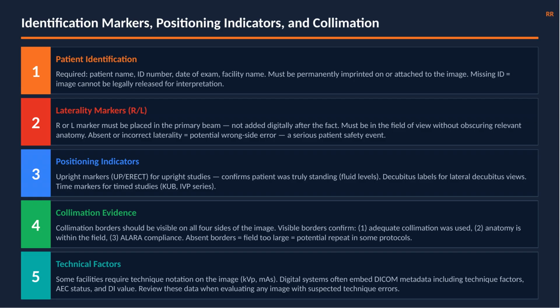Positioning indicators. Upright or erect markers confirm the patient was standing, important for demonstrating air fluid levels. Decubitus labels and time markers for timed series examinations. Collimation evidence. Borders visible on all four sides confirm adequate field restriction. Absent borders on all four sides indicate the X-ray field exceeded the receptor. The patient received radiation to anatomy not captured on the image. This is an ARRT violation regardless of image quality.